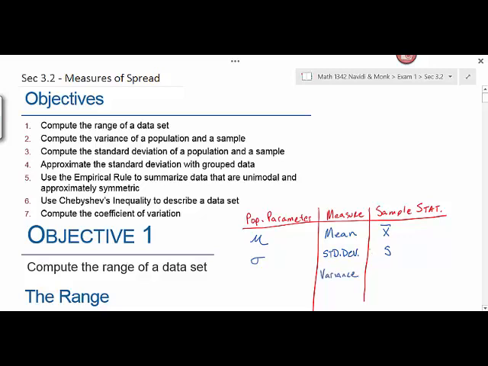The first measure of spread that we're going to look at tonight is called the variance. The variance is just the square of the standard deviation. So if you know one, it's easy to figure out what the other one is. So this would be a lowercase sigma, and this would be a sigma squared. This was s and s squared.